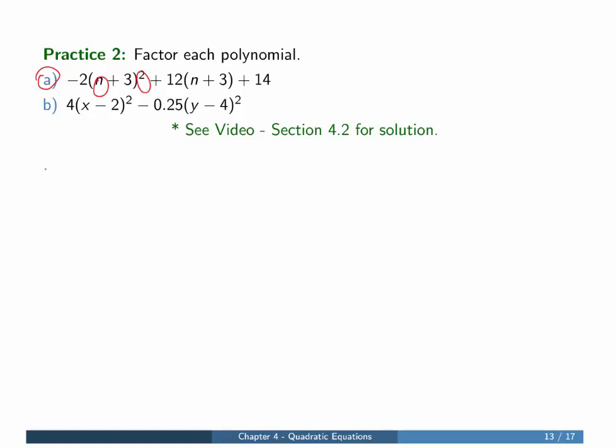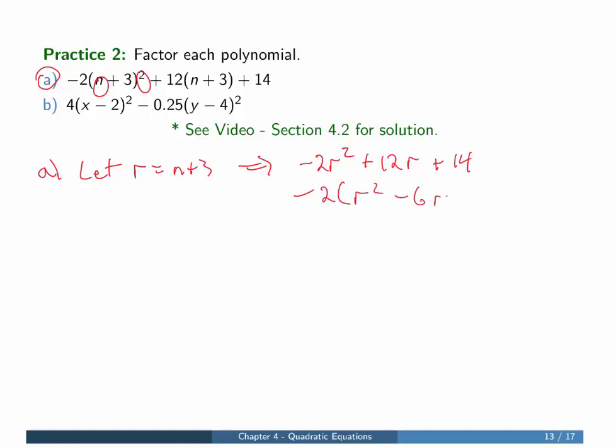Or you could simply, for part A, say let some variable, let's say r, equal n plus 3. That implies you're left with -2r squared plus 12r, see I'm substituting in for n plus 3, plus 4. Now that is a very, very simple equation. I can grab out -2. So this is a lovely method actually. This is a really nice method.